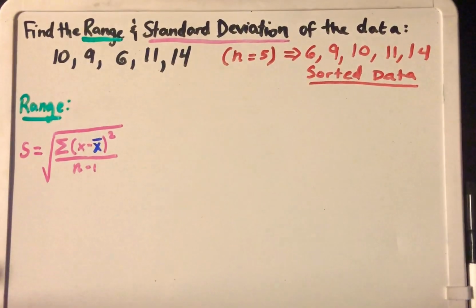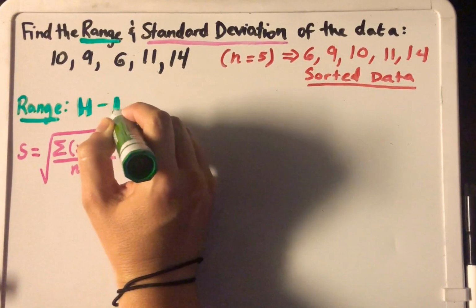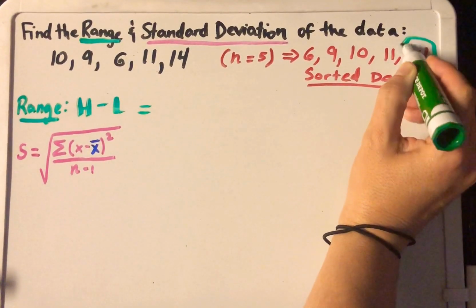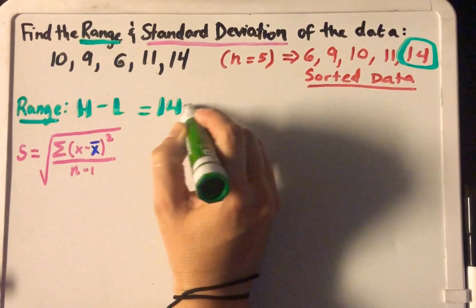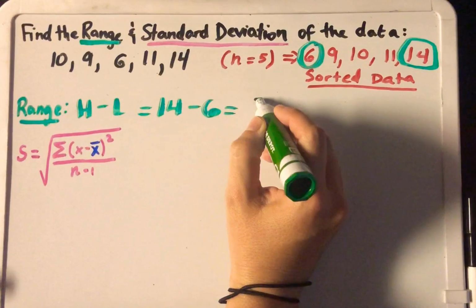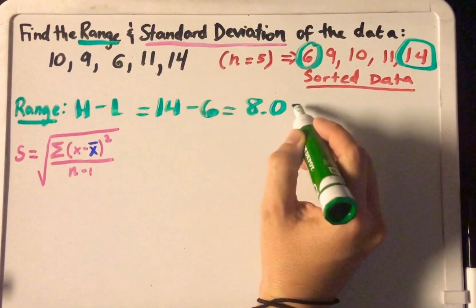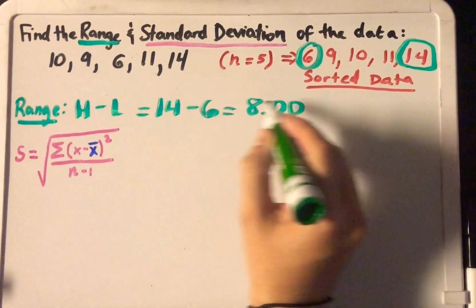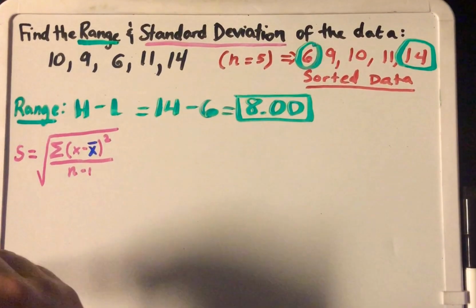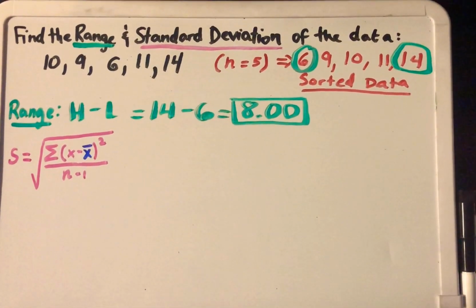So remember how to find the range. Very simply, you take your highest value minus your lowest value. So in this case, you take your 14 and subtract your 6. So this would have a range of 8, and if you went to one significant digit, that's 8.0, and if you went to two significant digits, that'd be 8.00. Okay, so that would be our first measure of dispersion. That's the easiest one, simply the high minus the low.